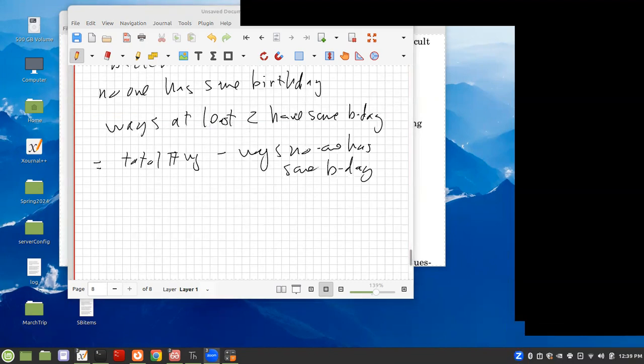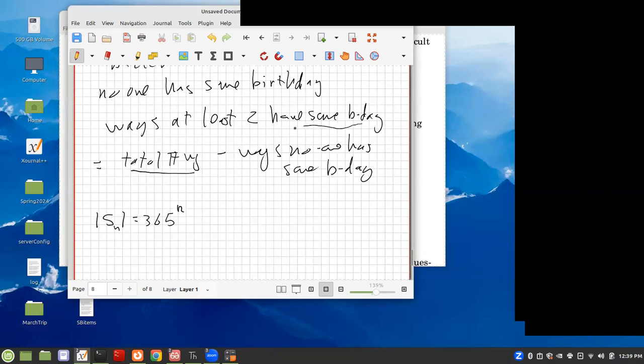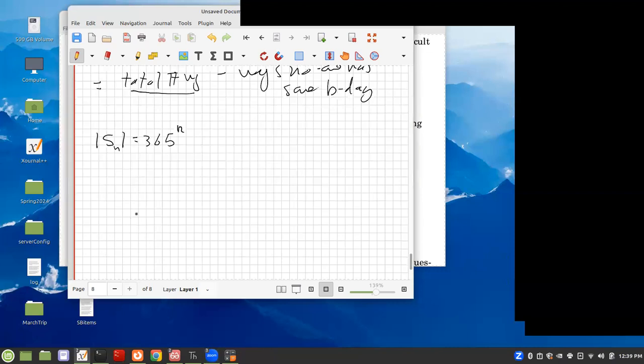Okay, so we know what this number is. This number here is the size of the sample space, S n, which equals 365 to the nth power. This way we can count. We saw before this is difficult, except for n equals 2 and 3. So we want to count the number of ways that n people cannot have the same birthday. Well, we actually know how to do that from counting.